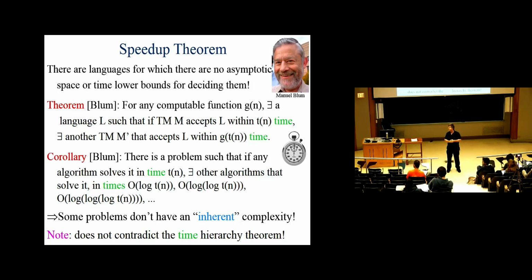Question? Have we looked into, or has anyone looked into whether these gaps and speedups could apply to non-recognizable languages? Yes. You can get arbitrarily complicated languages, including non-recognizable ones, and some of these languages are of that type anyway.